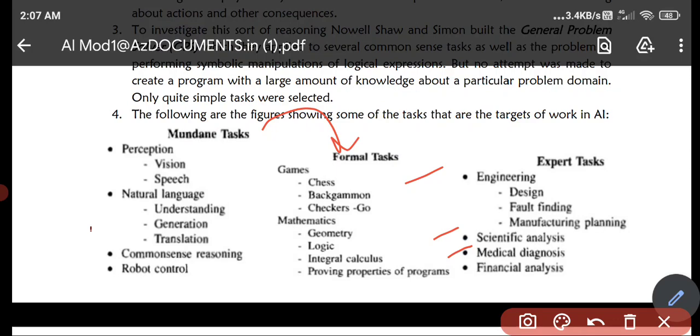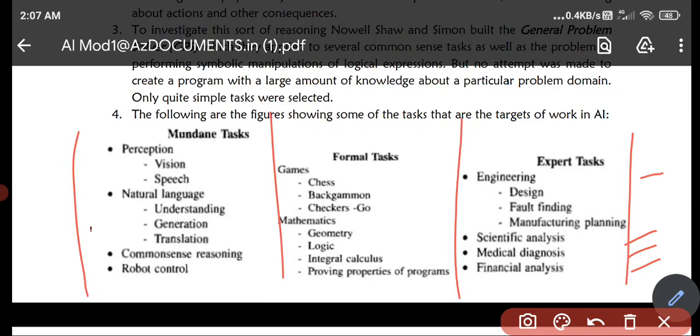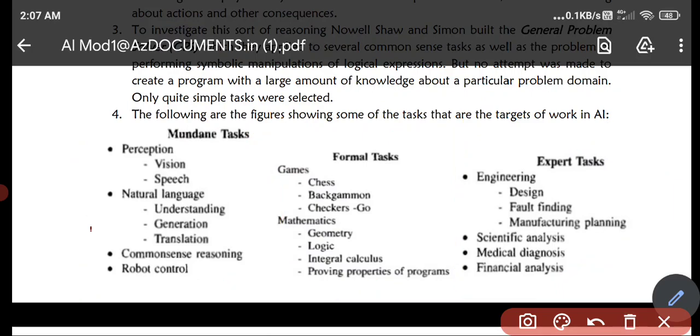And from formal task we are moving on to the next, that is expert task. Here expert task means the level is increasing. With the help of AI we are able to do engineering, scientific, medical and then financial analysis. So these are the three different areas of application: mundane, formal and then expert. Remember all these have different levels of AI. This is the very basic level, and the level increases, and the very high level of advanced AI is what we are using in this expert task. This is about applications.